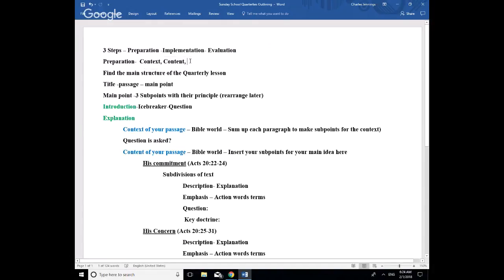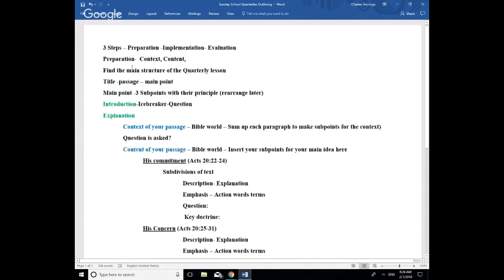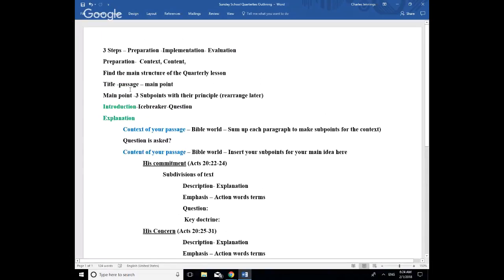context and content. Now, the first thing you want to do is find the main structure of your quarterly lesson. And typically nowadays, most quarterlies almost go in the 3 points and a poem type sermon structure. Usually what that means is they'll give you the title in the beginning, they'll give you the passage, and then they'll give you the main point written in a sentence. Then throughout the quarterly, you'll find words in bold that are the subpoints for this main point. And you'll also sometimes see the principle written in other words somewhere underneath that section.